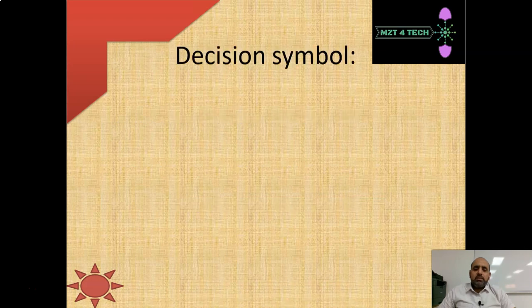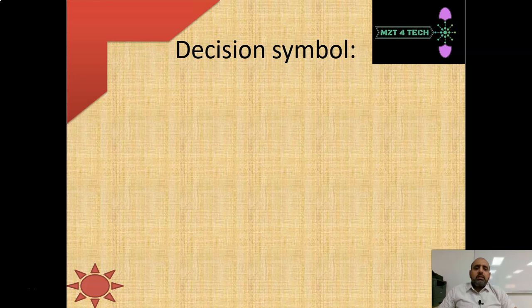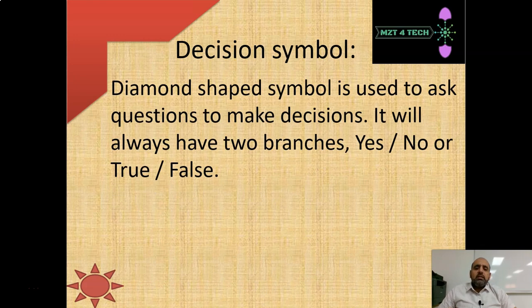The next symbol is basically called a decision symbol. That is very important. Decision symbol is a diamond shaped symbol which has two branches, or you can say that this symbol is going to demand questions. Like let me give you one example. Nowadays, because of COVID-19, online classes are going on, so my question is, are the online classes going on? There are two options for that, yes or no.